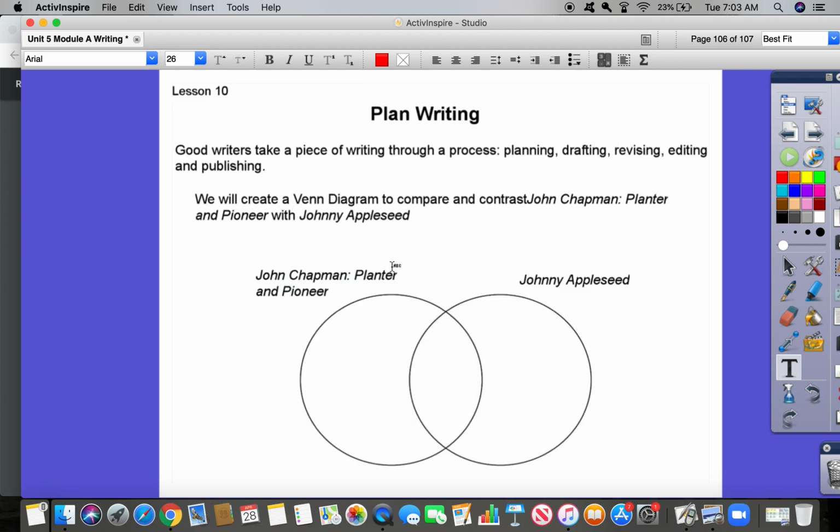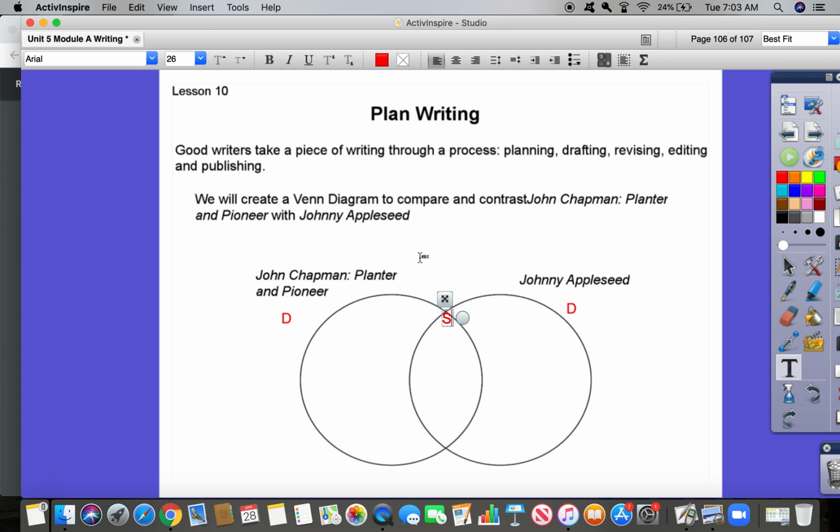So now let's look at what we can put in the Venn diagram. Okay, so this is part of the process that good writers do. They take a piece of writing through a process. They plan. Then next is drafting, revising, editing, and publishing. So we will create a Venn diagram to compare and contrast John Chapman, planter and pioneer, with Johnny Appleseed. So if you remember, on the outside, we put what is different, and then on the inside, right, how are they the same?